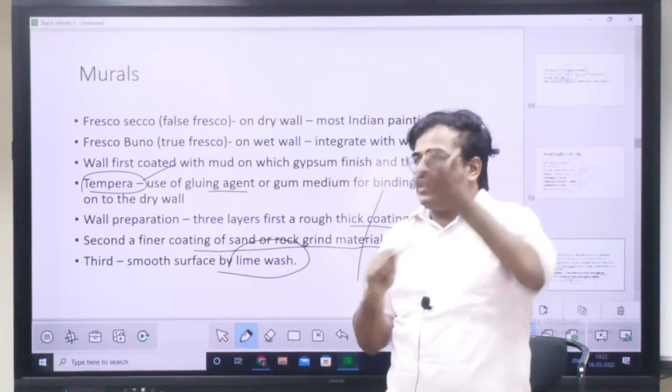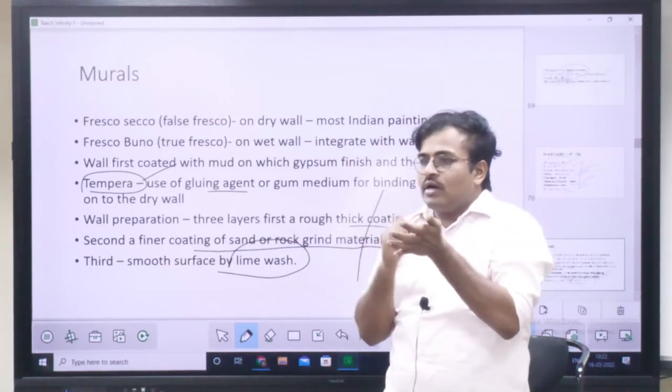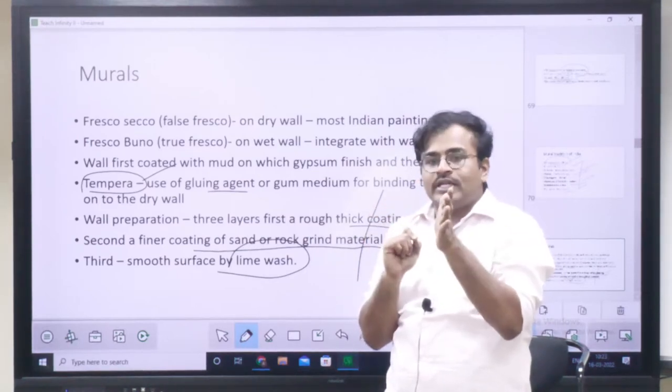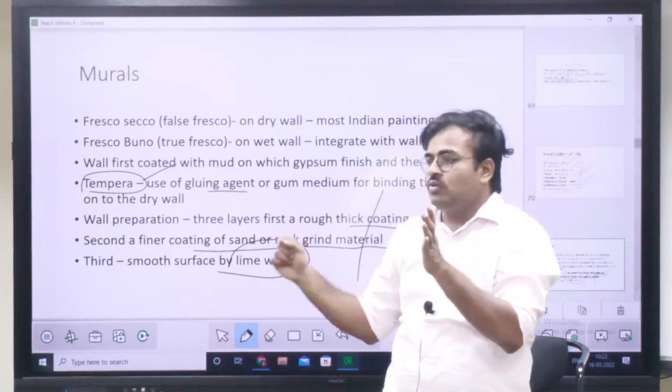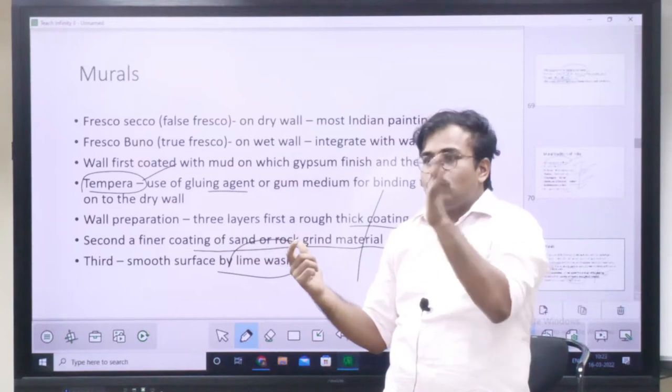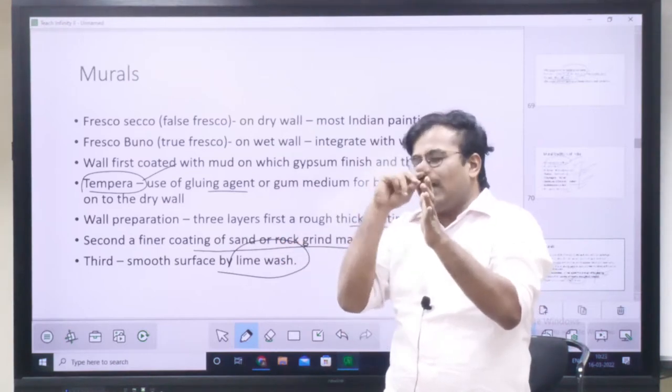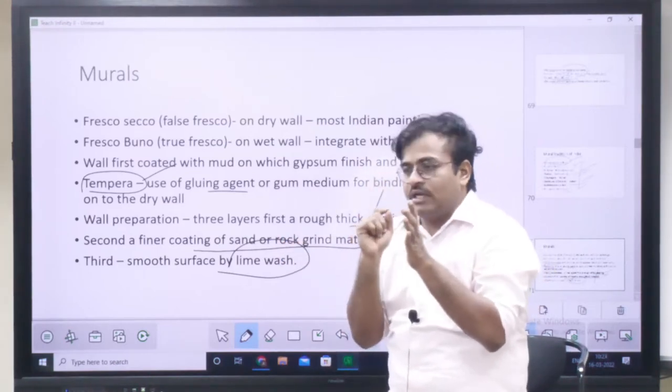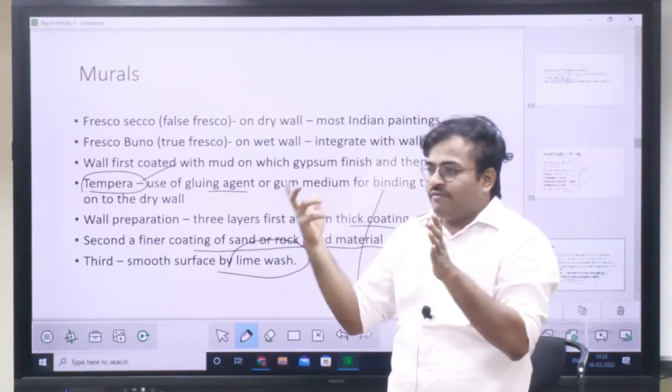If it is done on wet wall, there is no need for a gluing agent. But on dry wall, there is a need for a neutral gluing agent which doesn't change the colors of the paint. So this neutral gluing agent is known as tempera. And tempera is usually derived from trees.